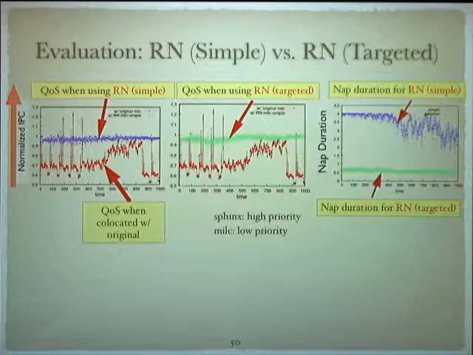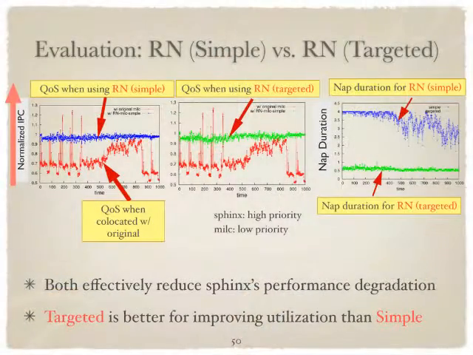However, when we look at the nap duration decided by the nap engine of those two heuristics, the green line here is targeted, which is much lower than the simple, meaning we're actually doing much less slowing down to achieve the same performance. Because nap duration is basically how long you let the application sleep. And this is because targeted is using a feedback control that basically detects how much of the necessary throttling down you need for the certain performance you want. So again, both are very effective, but targeted is better for improving utilization than simple.